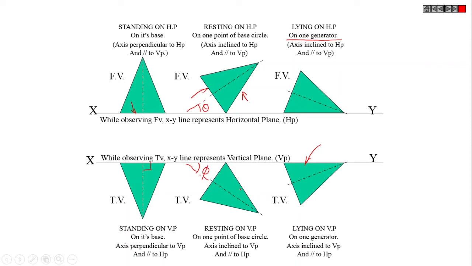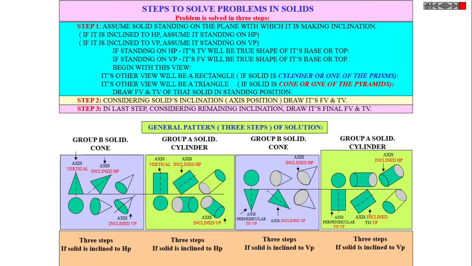And steps to solve the problems in solids. There are so many different conditions of the solids. Here, for a group B solid like a cone, we can see that when that cone is placed in such a way that its axis is vertical, then in the front view we can see an isosceles triangle, and in the top view we can see a circle.